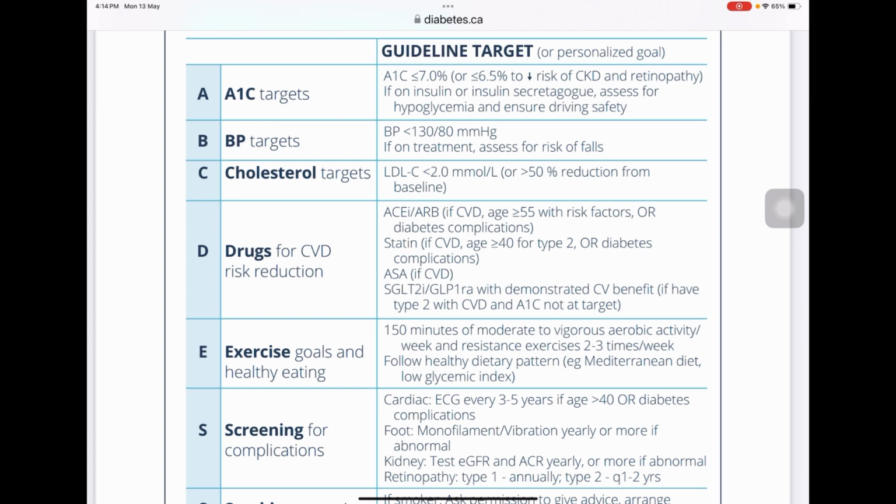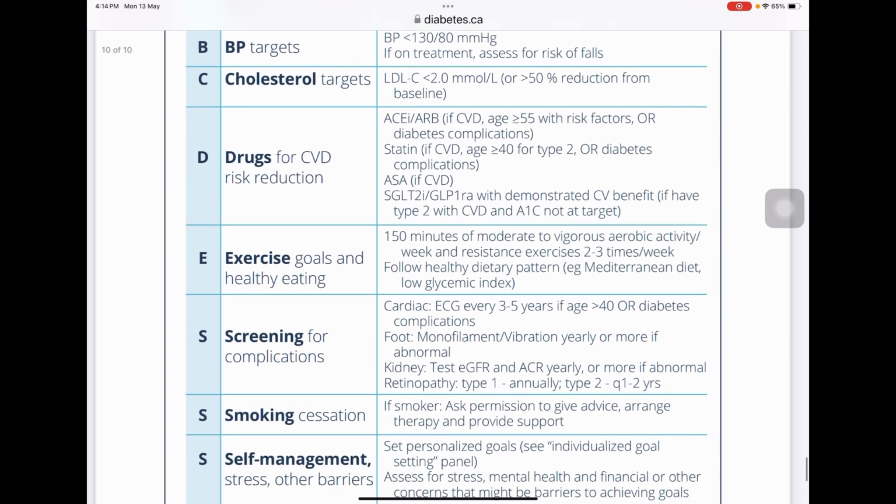Drugs for risk reduction: ACE inhibitors for cardiovascular disease, age more than 55 with risk factors or diabetes complications. Statins for age more than 40. Type 2 diabetes or diabetes complication: aspirin. SGLT2 or GLP-1 with demonstrated cardiovascular benefit if type 2 diabetes with cardiovascular disease and HbA1c not at target.